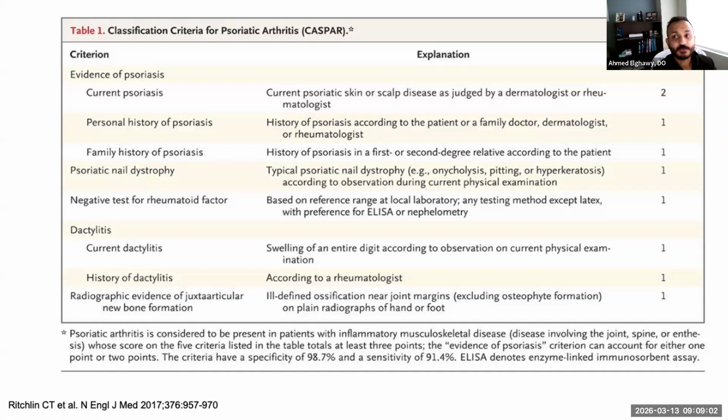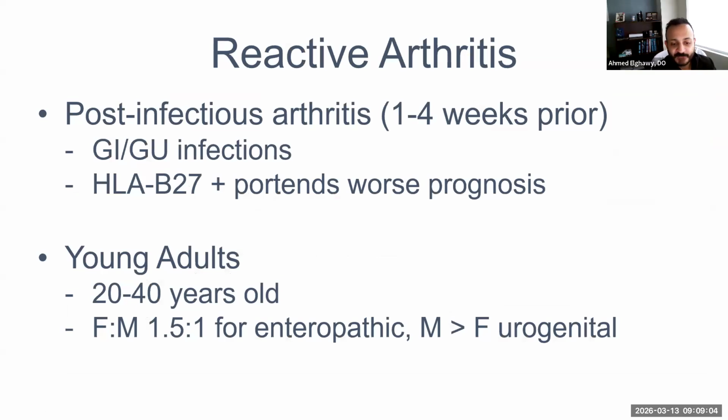Moving on, we'll talk about reactive arthritis, which is sort of like a post-infectious arthritis. This can happen anywhere between 1 and 4 weeks. In real life, though the textbook says that, we're seeing it closer to 4 to 6 weeks. It can happen with almost any infection at all. We're seeing this also with COVID, but in the literature, you see it more with GI and GU infections.